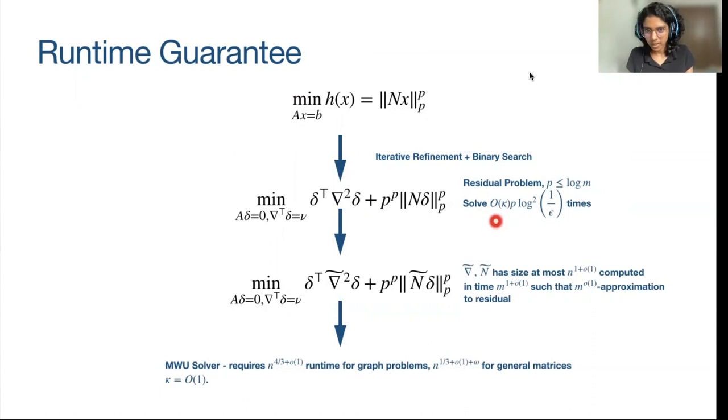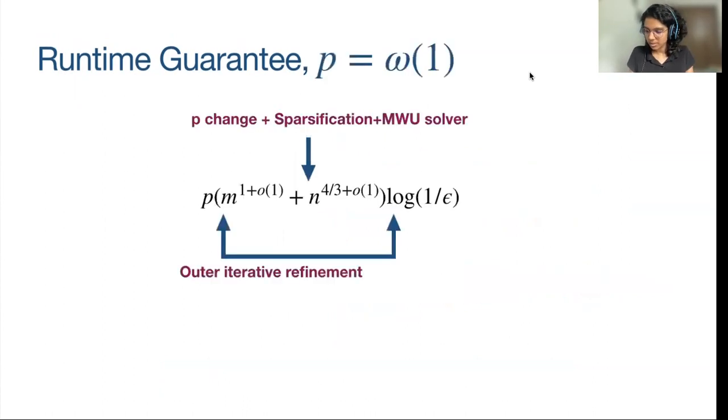So this step, going from here to here, requires some order kappa p log 1 over epsilon iterations, where kappa is the approximation to which we're solving this. Then when we reduce from this to this, we only require solving this to a constant approximation, and that only introduces an m to the little o of 1 in the runtime. So to see the final runtime, we get this from our original iterative refinement, we get this m from our sparsification routine, and we get this from our multiplicative weight update solver.